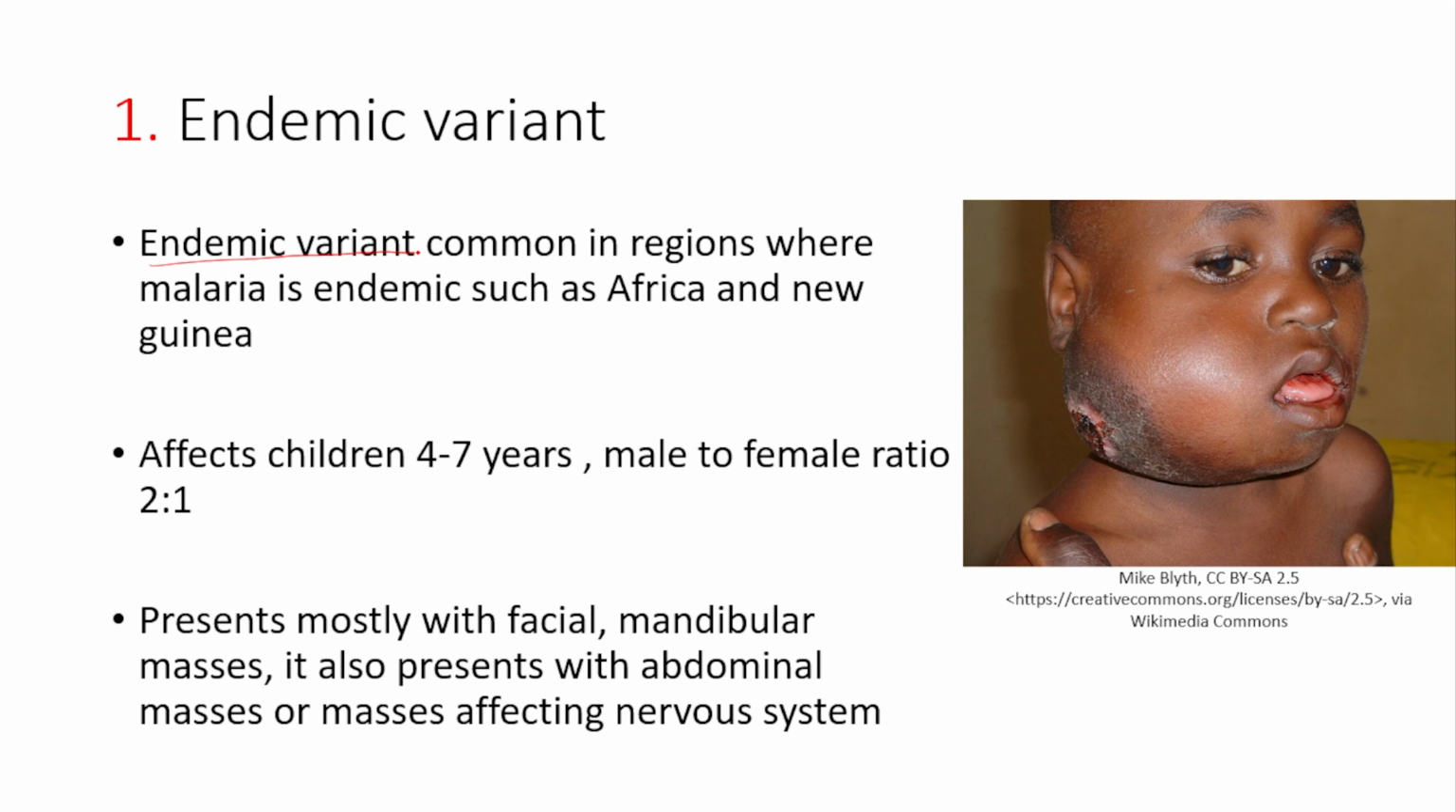The endemic variant is common in regions where malaria is endemic, such as Africa and New Guinea, and it affects children 4 to 7 years old, and the male to female ratio is 2:1. It presents mostly with facial mandibular masses, same as this boy in this picture who has a mandibular mass, and it also presents with abdominal masses or masses affecting the nervous system.